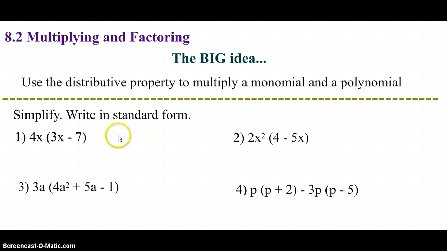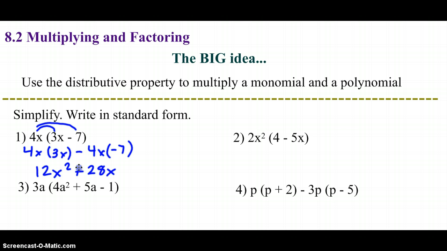The first one says to simplify and write in standard form. So I see 4x times the quantity of 3x minus 7. This is simply a matter of doing 4x times 3x and 4x times negative 7. And we'll go ahead and simplify that. And I would imagine most of you will get to the point where this first step I've written, you actually will just skip right past it and go to what we have right here, positive 12x squared plus 28x.